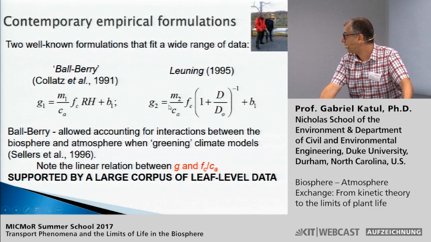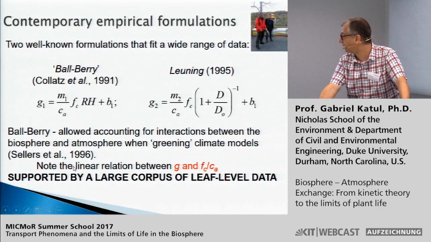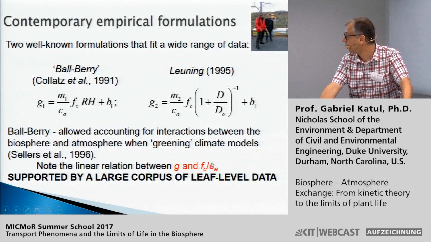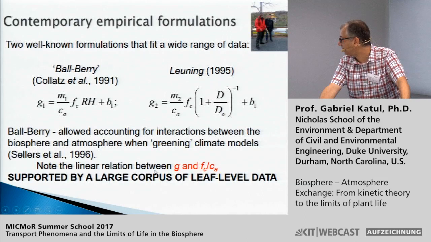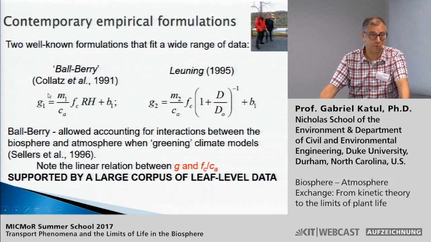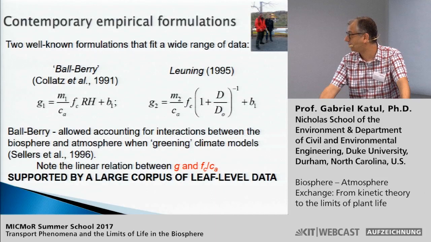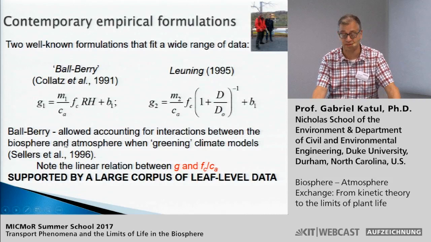And both formulations have received quite a bit of support in the literature, especially the connection between stomatal conductance and photosynthesis normalized by atmospheric CO2. So this approximate linear relation between stomatal conductance, photosynthesis, and atmospheric CO2 is supported by a large wealth of leaf gas exchange measurements. And this version of closure, when combined with the Fickian mass transport and the Farquhar photosynthesis model, was the basis of the first greening up of general circulation models in the mid-1990s. And it was described at length in a paper by Pierre Sellers.